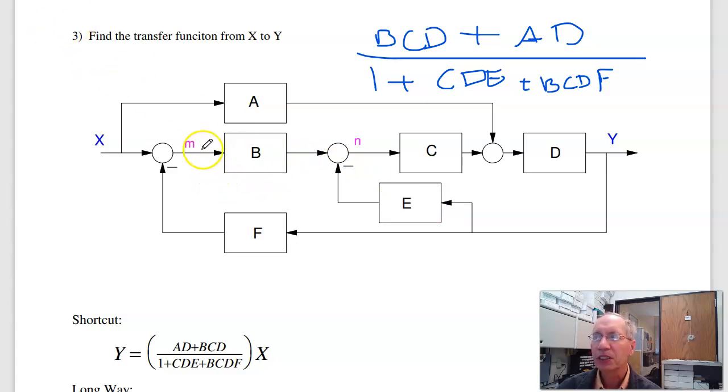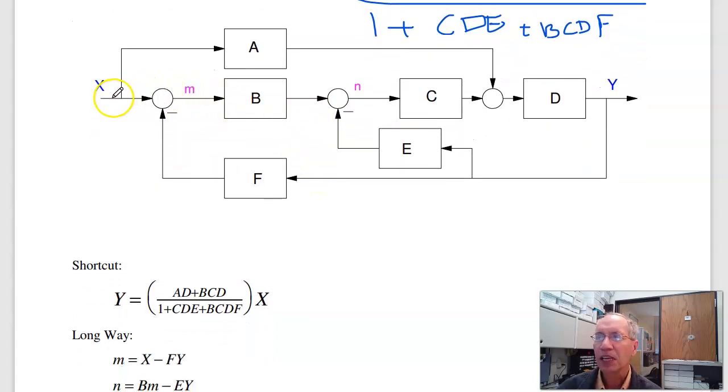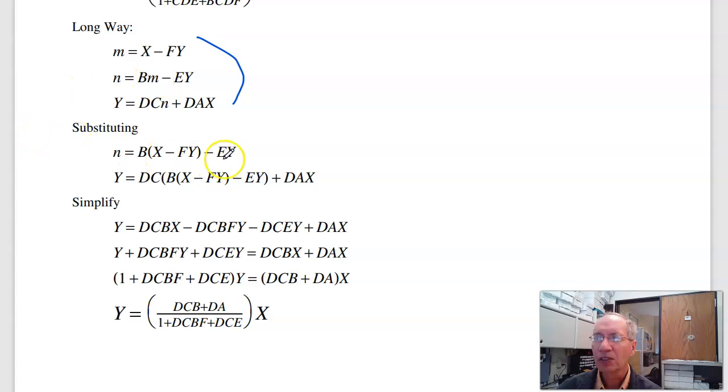What always works is define a variable at the output of each summing junction, then write the equations. M is X minus F times Y. N is minus E times Y plus B times M. Y is D times C times N plus D times A times X. So I get my three equations. Now do some algebra. Solve for N, substitute for M, and substitute. Do some simplification, and eventually get the same answer. It's problem 3.